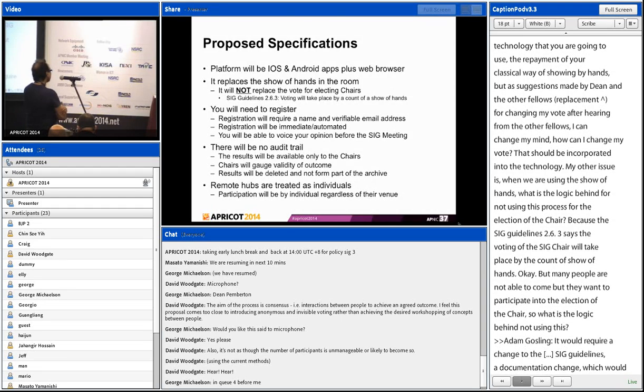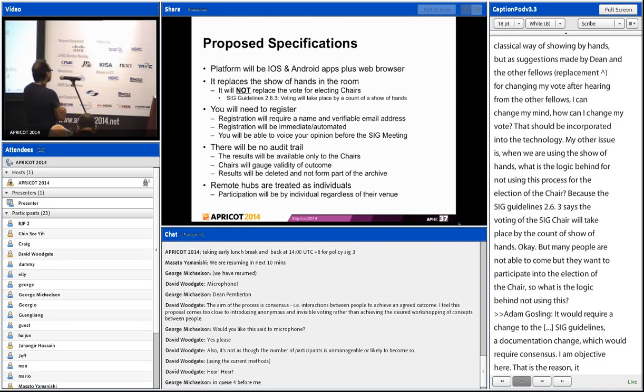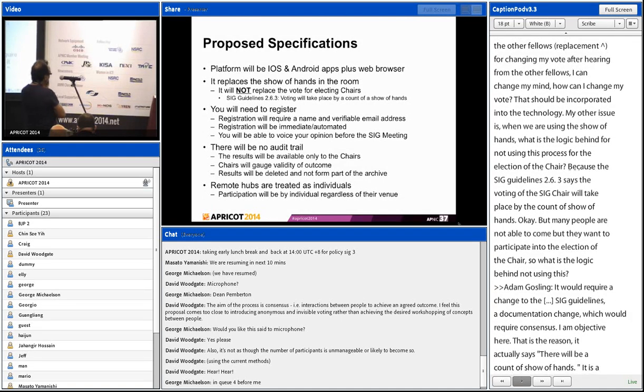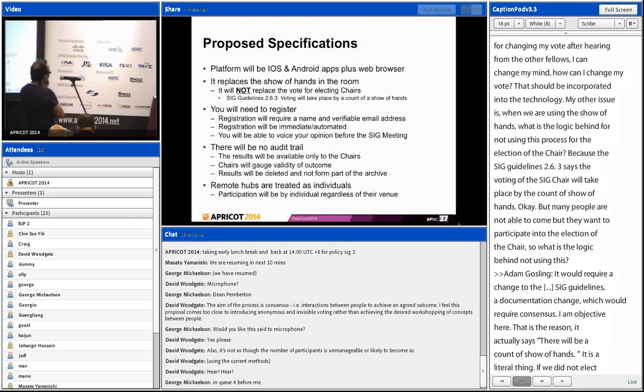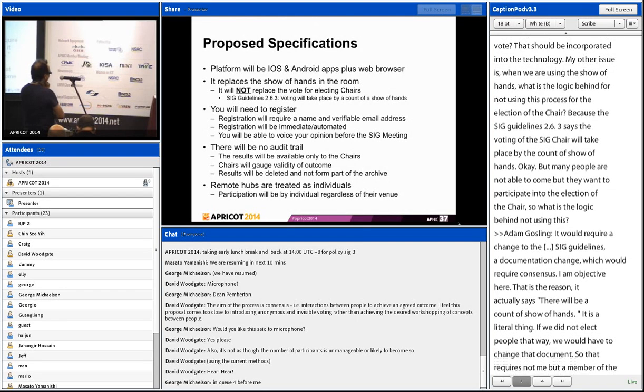It actually says there will be a count of show of hands. It's a literal thing. If we did not elect people that way, we would have to change that document. And so that requires not me, but a member of the community to come and say, I have a proposal to change the guidelines. I would like to change them in this way.